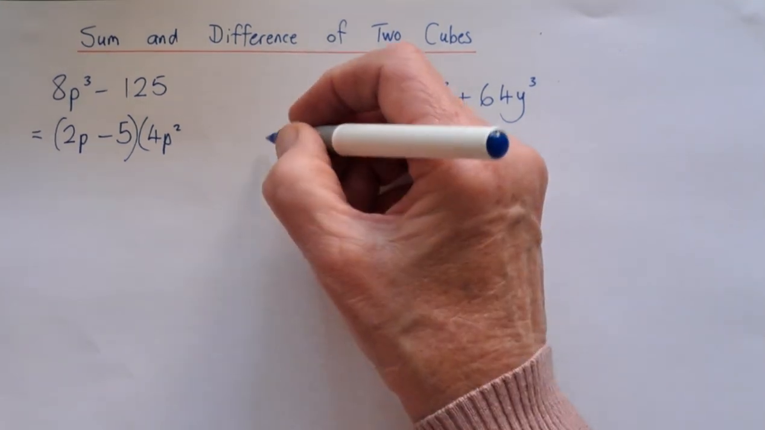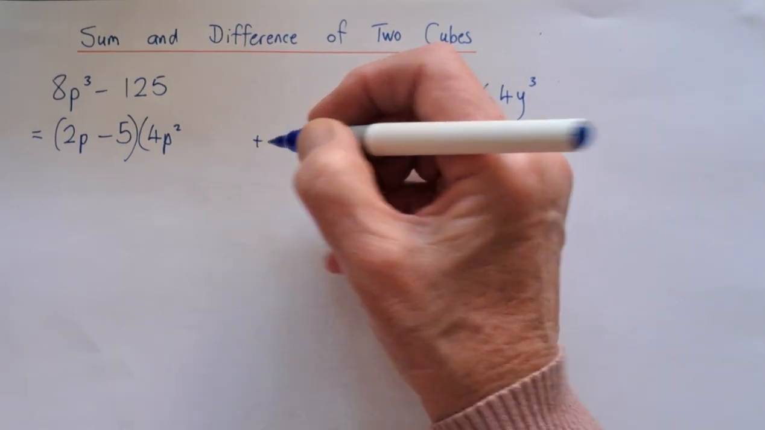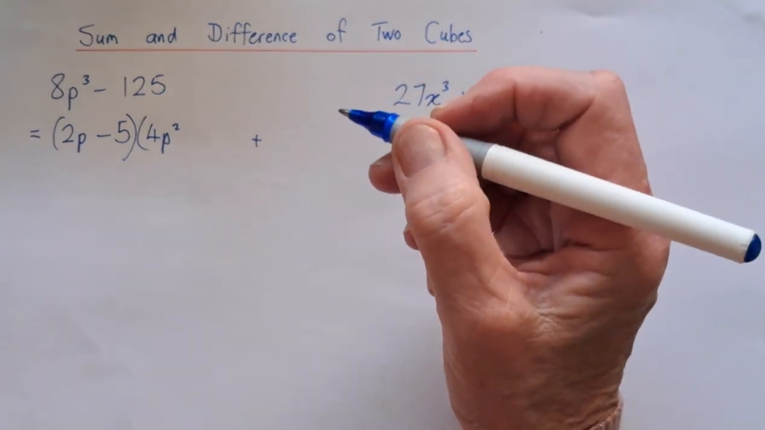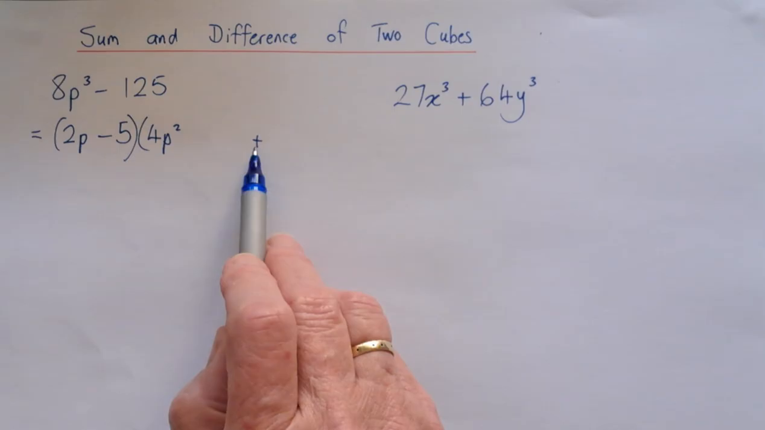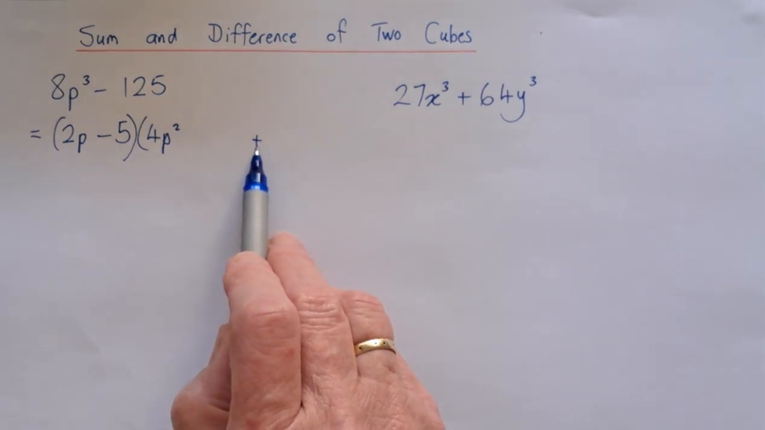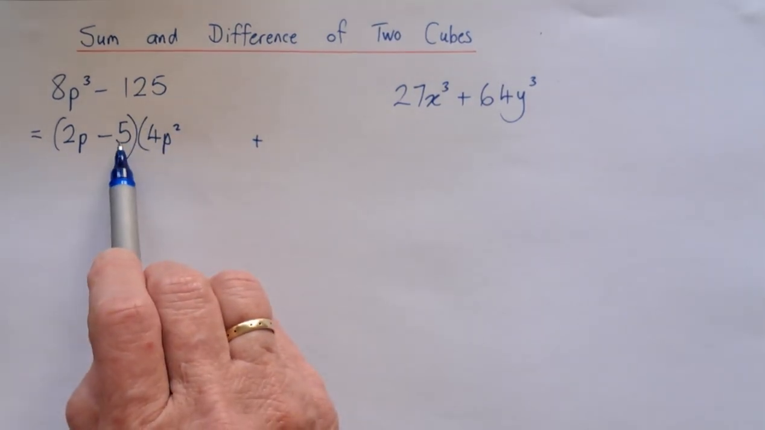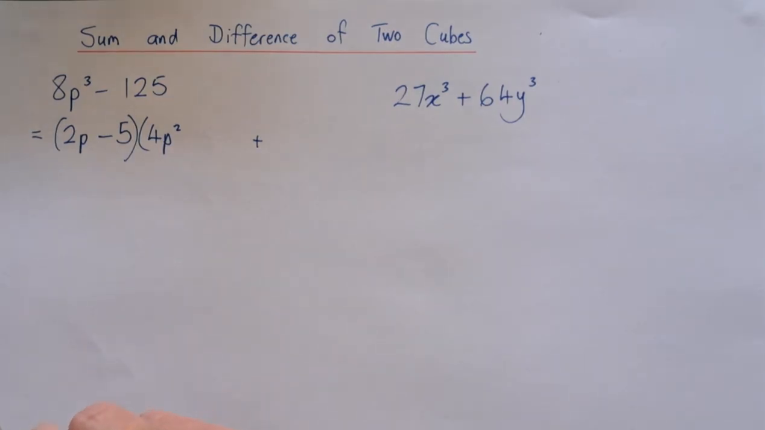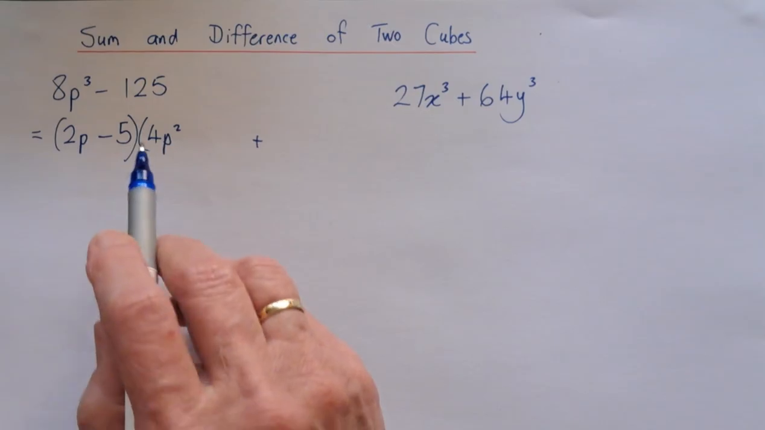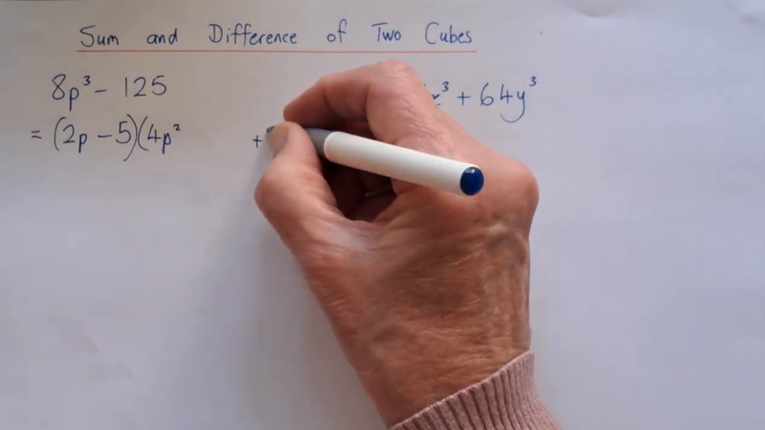I'm going to go straight to the third term of the trinomial, because that one's also very easy. This term here will always be positive, because what we're going to do is take that term and square it. And when you're squaring a number, whether it's negative or positive, it's always going to become positive. So 5 squared is 25.